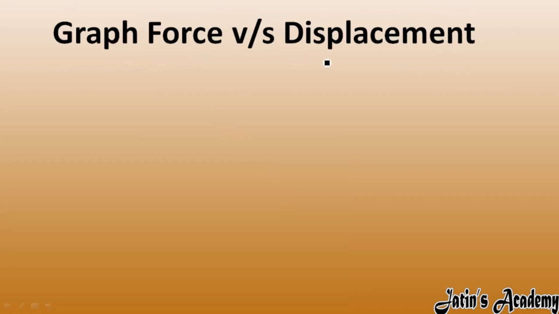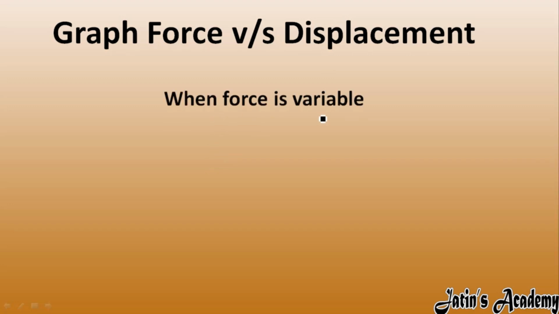So before drawing the graph between force versus displacement, there are basically two cases. One by one we will see the cases. First case is when force is variable. Force is variable means what? For example, I am applying a force on this body. Initially force is 0, then force is 1, 2, 3, and keeps on increasing. So this is an example of variable force.